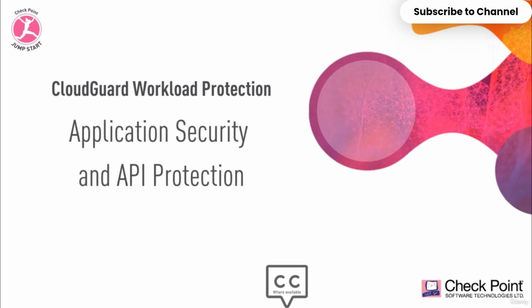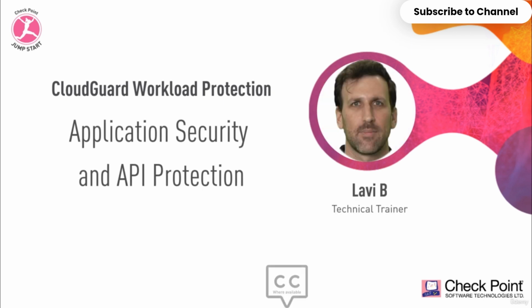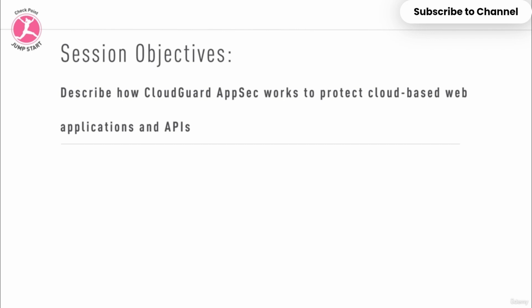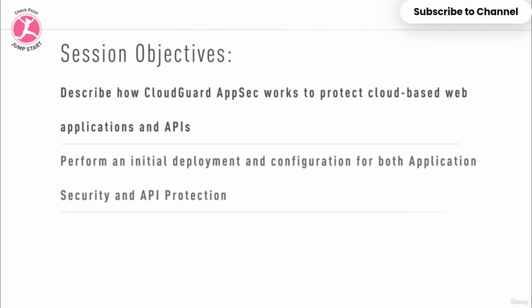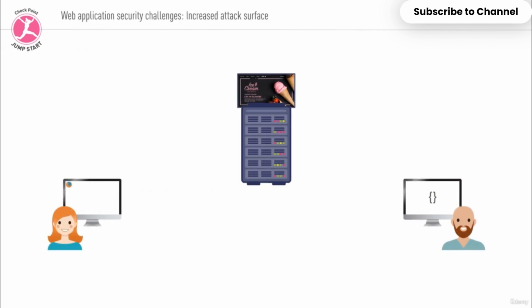Welcome to the session on CloudGuard AppSec. In this session, we'll take a deeper look at CloudGuard AppSec and how it is deployed. By the end of this session, you will be able to describe how CloudGuard AppSec works to protect cloud-based web applications and APIs, and you'll be able to perform an initial deployment and configuration for both application security and API protection.